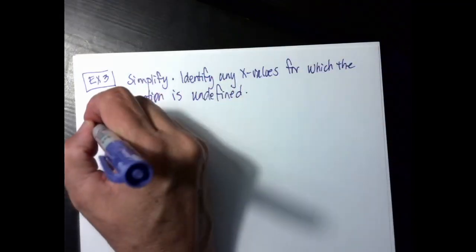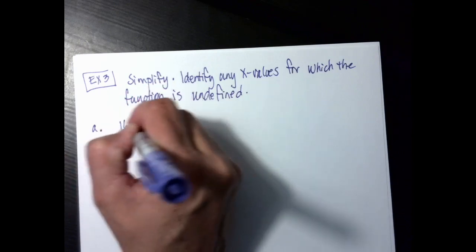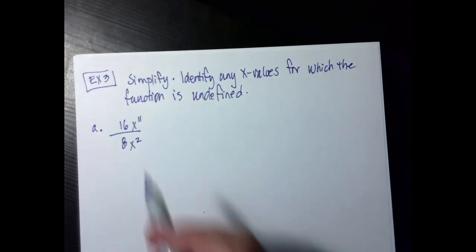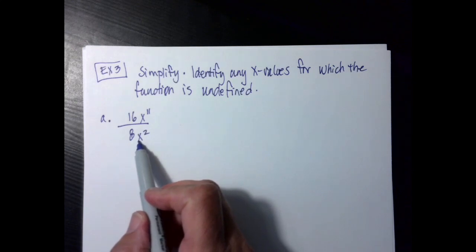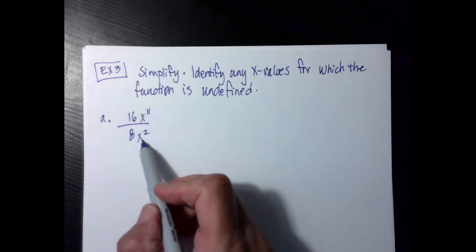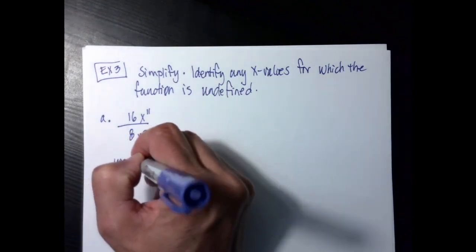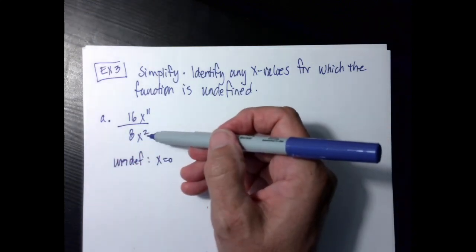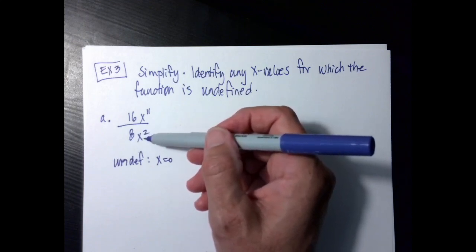Alrighty, so let's do two examples. For A, I'm going to do 16x to the 11 over 8x squared. I'm going to actually do the undefined part right at the beginning, okay? I know that I have an x in the denominator, and so this one doesn't actually have any factors, so I'm going to write that this function is undefined when x is equal to 0, because even if I square the 0, I would get 0, and 8 times 0 is 0, and so it would still be undefined.